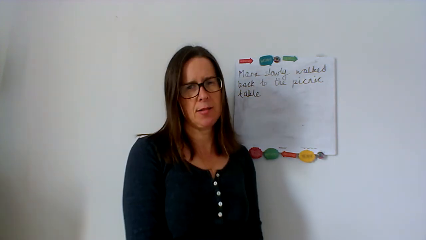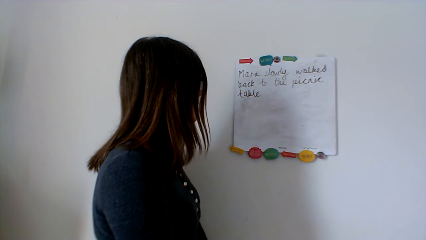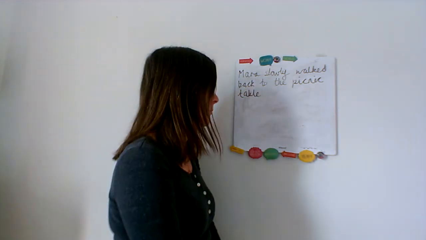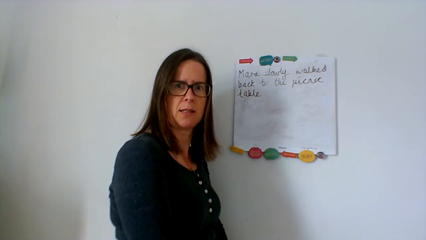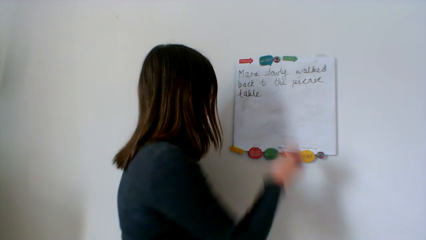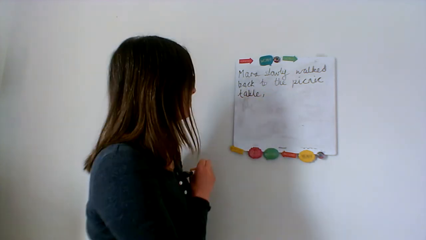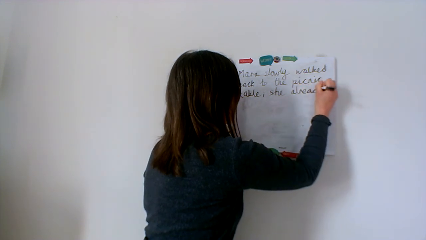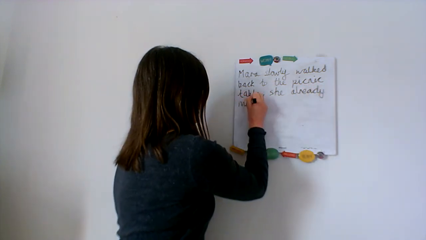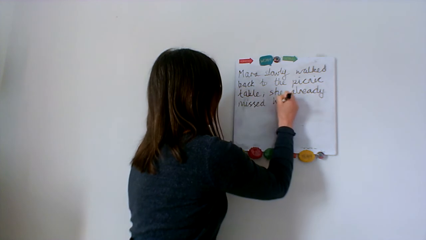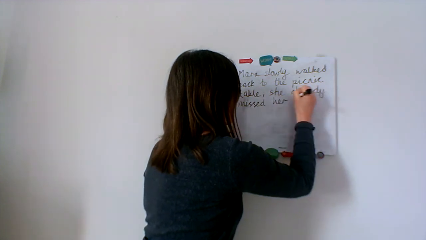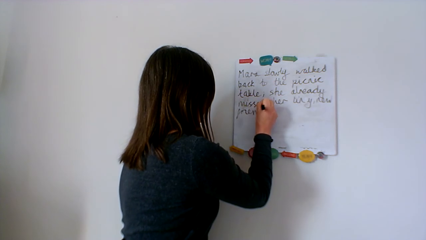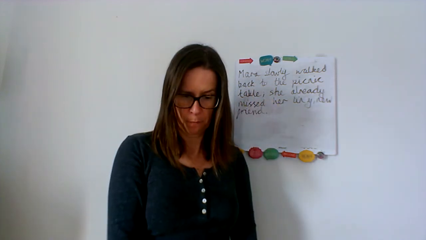She already missed her tiny new friend, Lucas. So instead of just having a short sentence, Mara slowly walked back to the picnic table, and another short sentence, she already missed her tiny new friend, I'm going to use a semicolon to join the two sentences together. She already missed her tiny new friend. Whoops, you can read this, not too small. Full stop I'm going to have now.